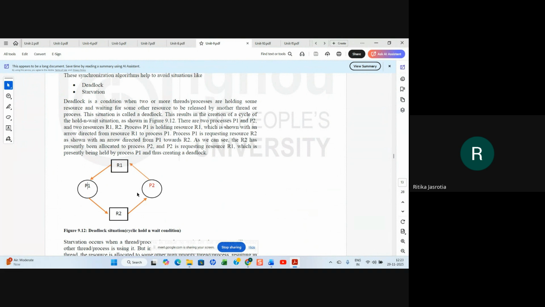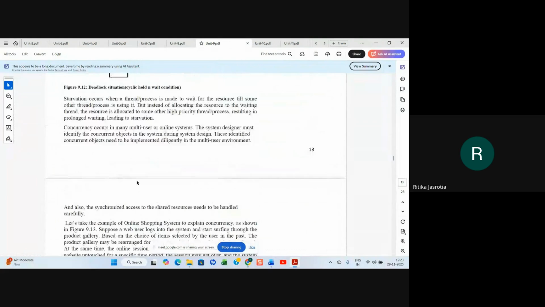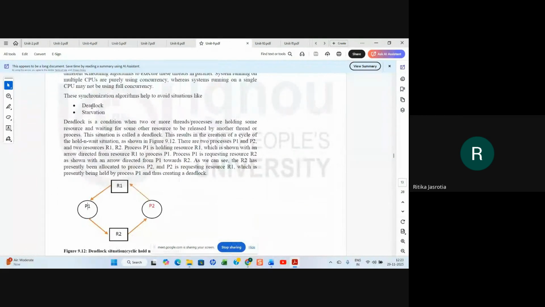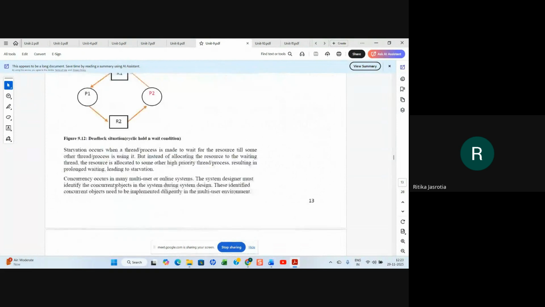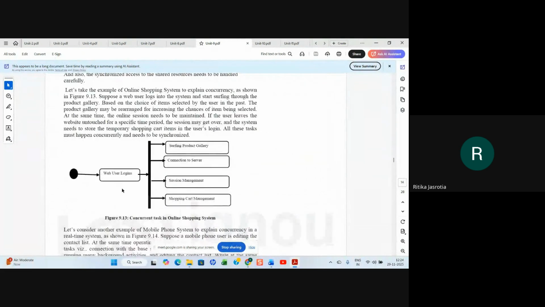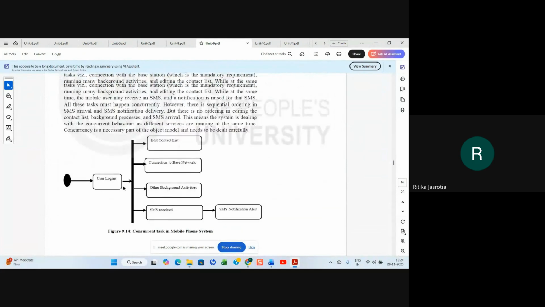So you have to manage that so that deadlock does not appear, or starvation does not appear. These are the two problems which come due to concurrency, and the synchronization algorithms help you to get out of this. That is why you need concurrency management.